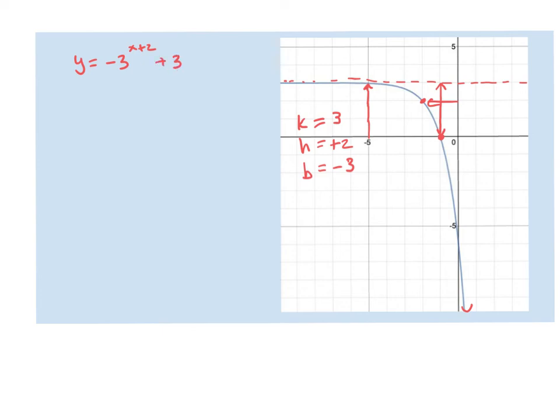Now, there's something I should note here. When you're doing this equation, it should be y equals negative 3 to the x plus 2 plus 3. It should not be negative 3 in parentheses. Your parentheses should not go in there. The parentheses don't belong. So make sure you write it like this, not like that.